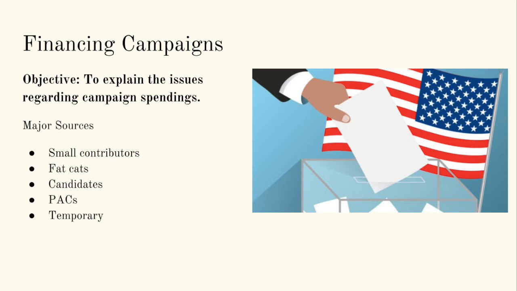Small contributors give about $5 to $10, which is about 10% of the voting age population. And the fat cats are mostly from rich industries looking for votes for the president. And candidates use their own money. And PACs are political action committees, which are special interest groups with a stake in politics. And temporary is fundraisers and dinners or any picnics to provide for public funds.